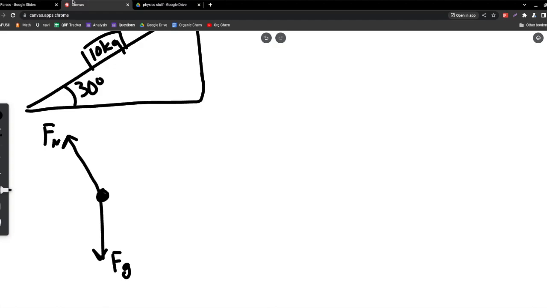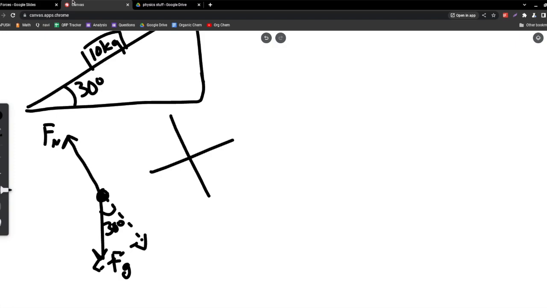Alright, so remember that we talked about rotating the axis in the vector video, which is exactly what we're going to do. We're going to rotate the axis to look like this. Which means that we have to break down the gravitational force into its vector components. Alright, and then through some weird triangle law, we can get that this is 30 degrees.